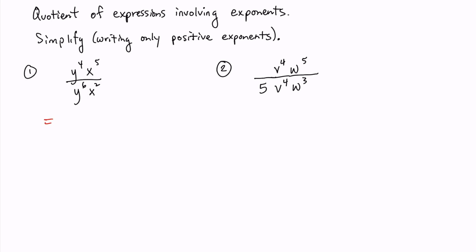Let's rewrite y to the fourth as y times y times y times y. And of course we have x to the fifth, x times x times x times x times x, over what? Well, we have y to the sixth power. And so I'm going to write the y to the second power right here. And then we're going to reduce.